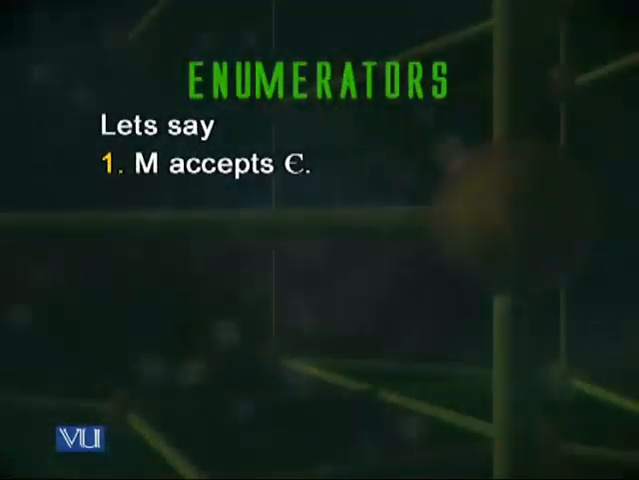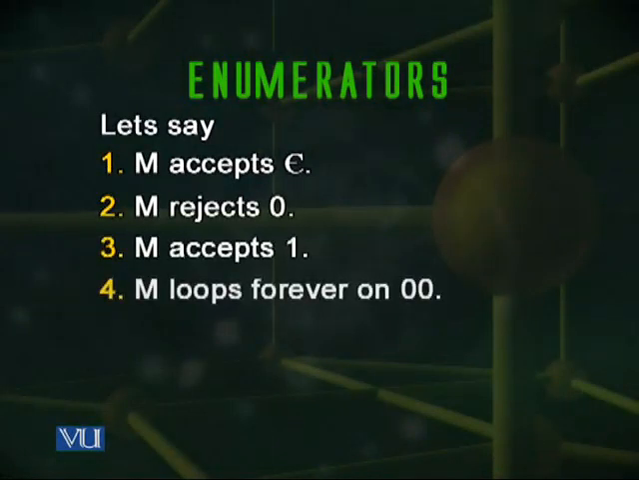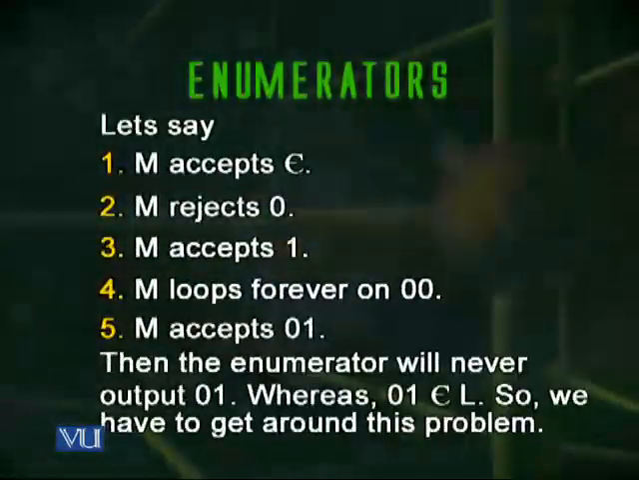Suppose that I have a Turing machine which accepts epsilon, rejects 0, accepts 1, and loops forever on 00, but the machine also accepts 01. In this case, this particular enumerator that I have described will never enumerate the string 01, because it will enumerate the string epsilon. Because the machine accepts epsilon, then it will run M on 0, and the machine rejects 0, so it does not enumerate the string 0. So far, so good. Then it runs the machine M on 1, and the machine accepts and it enumerates the string 1. That's very nice.